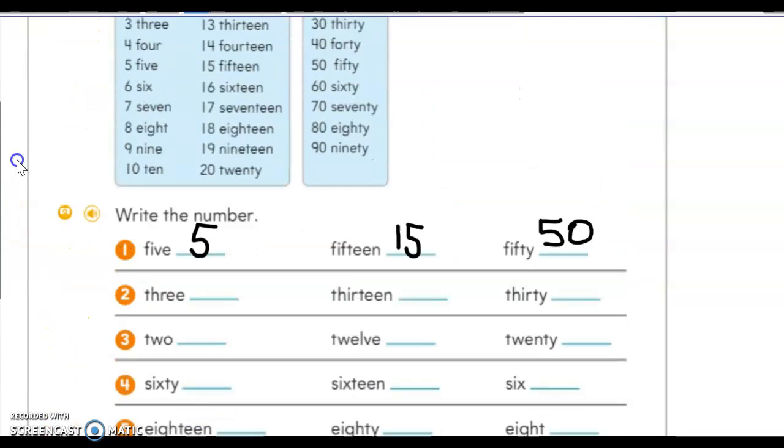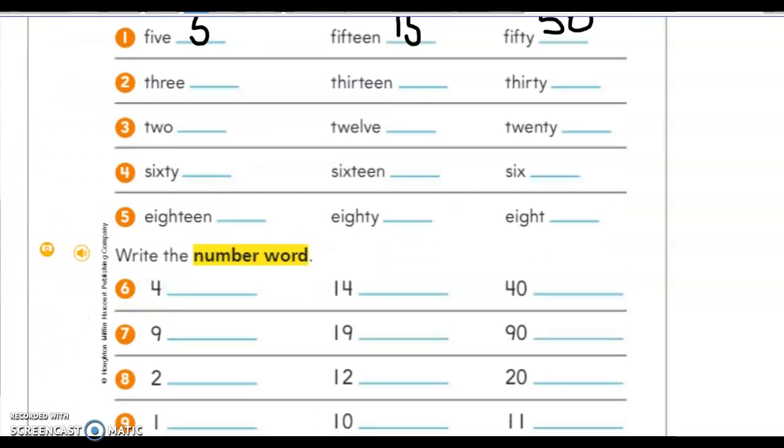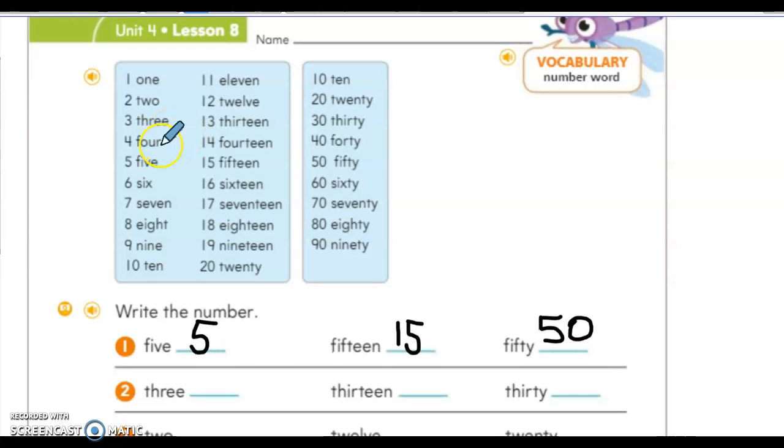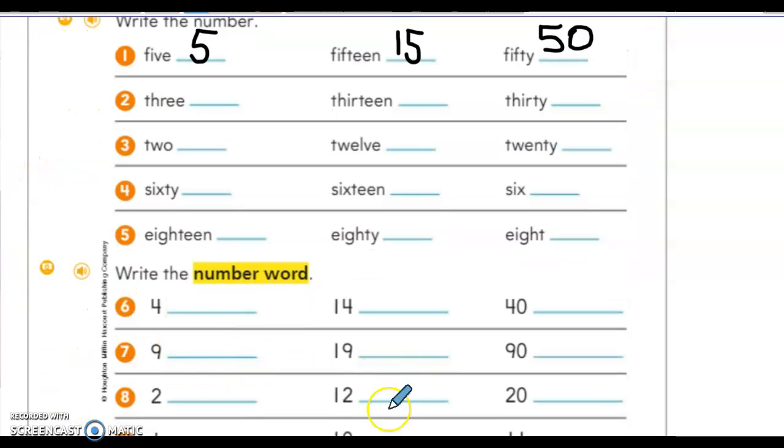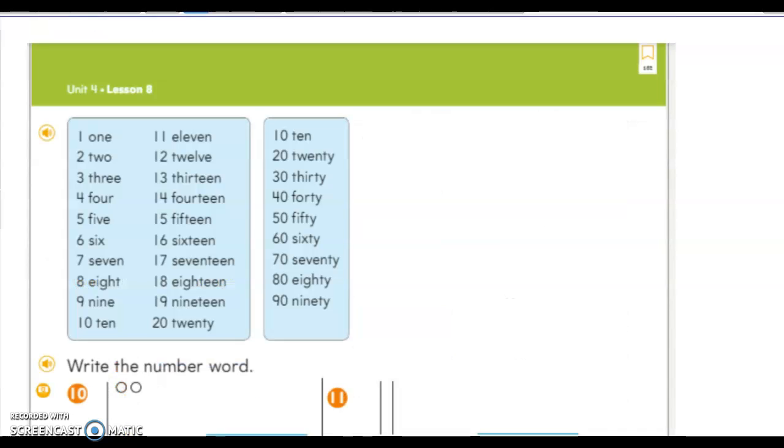Write the number word. So here we have the number 4. We go up into our box here. Where is the number 4? There it is. Here is the number word, which is four. Okay, so you're going to do that for these problems. Then let's head to the back side.